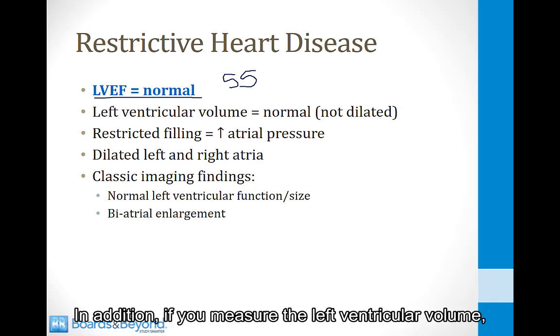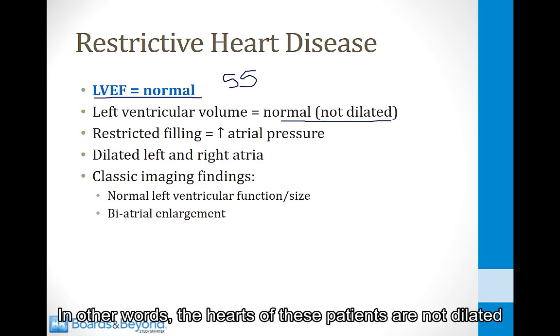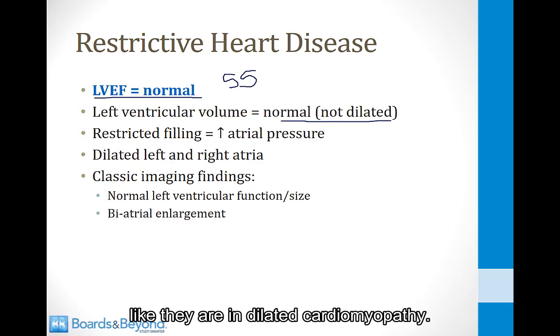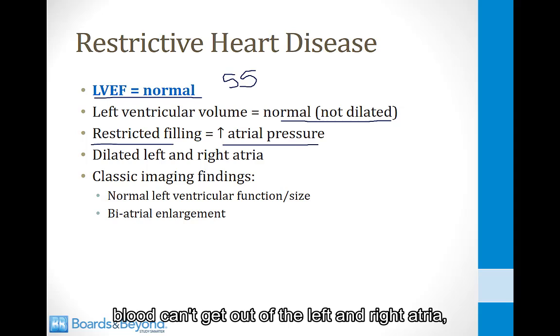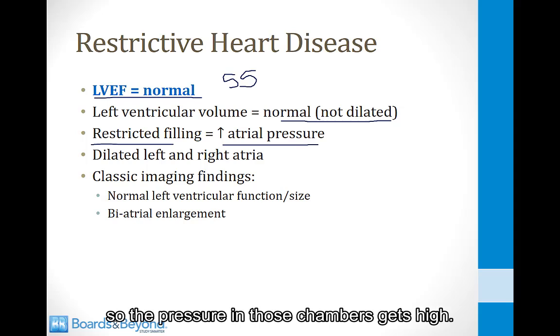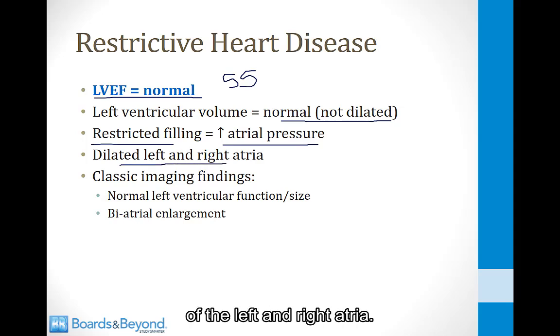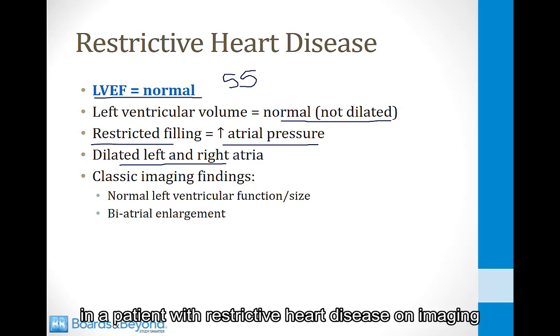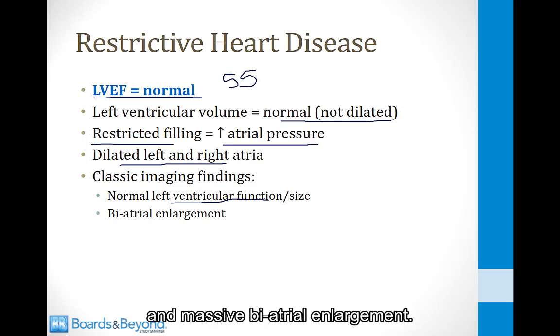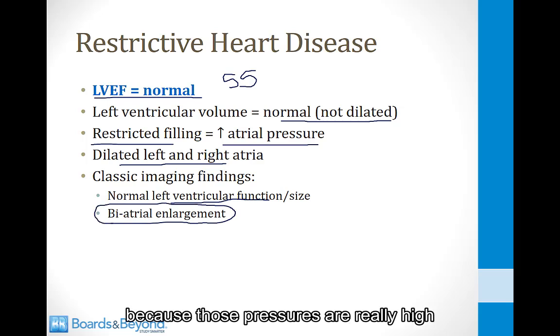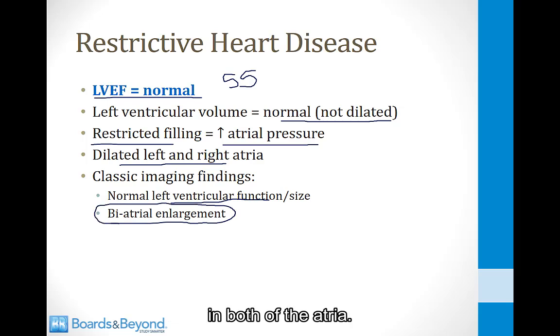In addition, if you measure the left ventricular volume, it will be normal. In other words, the hearts of these patients are not dilated like they are in dilated cardiomyopathy. Now, because there is restricted filling of the left and right ventricles, this leads to high atrial pressures. In other words, blood can't get out of the left and right atria, so the pressure in those chambers gets high. This results in enlargement or dilation of the left and right atria. So the classic findings in a patient with restrictive heart disease on imaging are normal left ventricular size and function and massive biatrial enlargement. This is really the key because those pressures are really high in both of the atria.